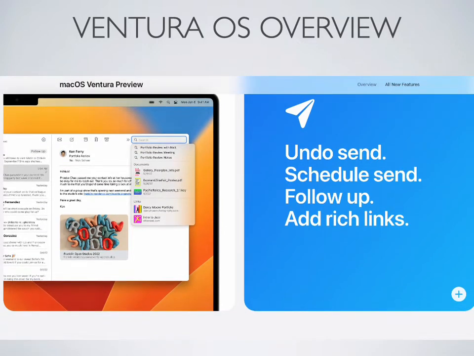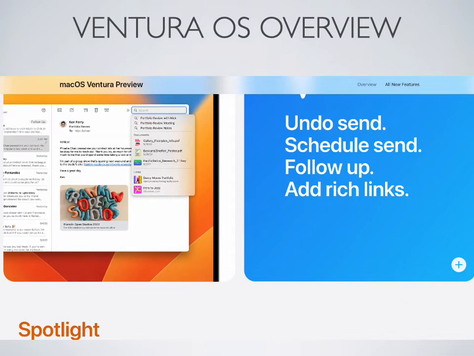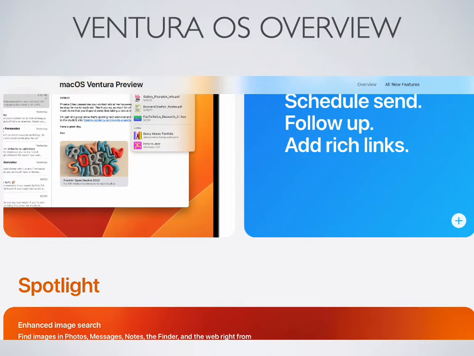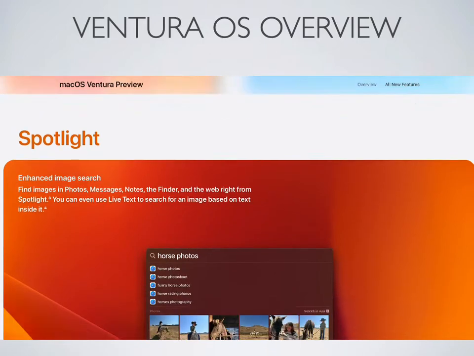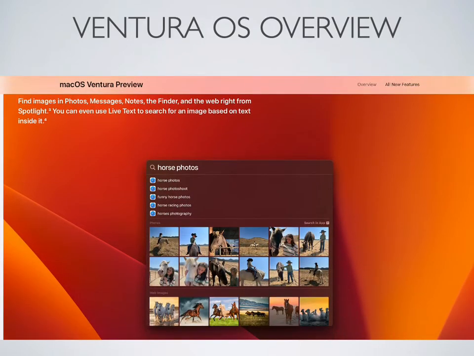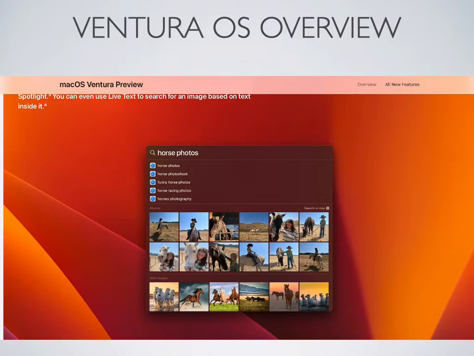There's also a method to schedule a send. So if you want to make your boss think you're working late at night, you can schedule an email to go out to him at 1 o'clock in the morning. You can also click on links that you see in an email that you get, and it'll be able to find them.